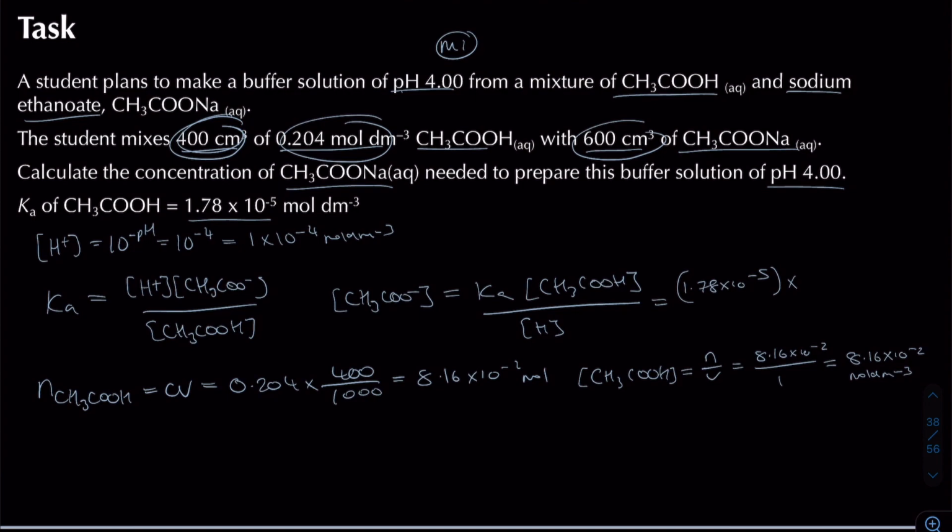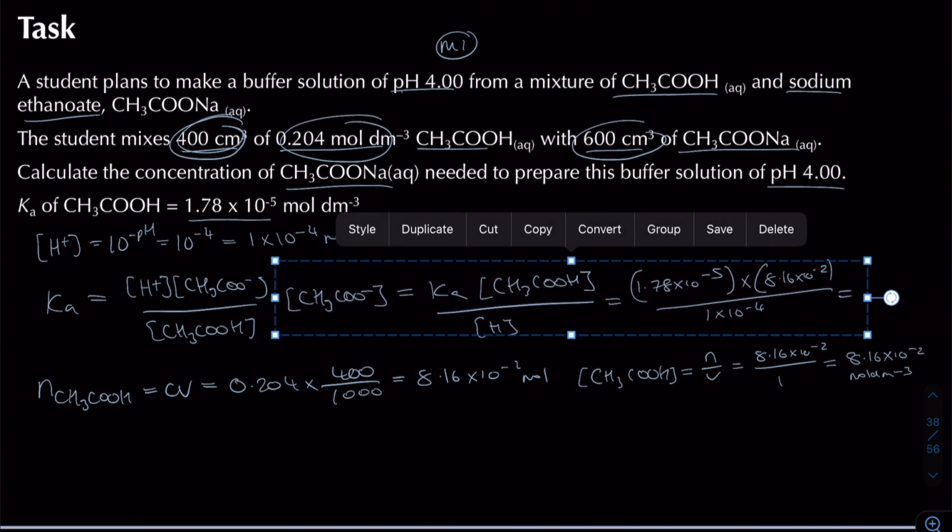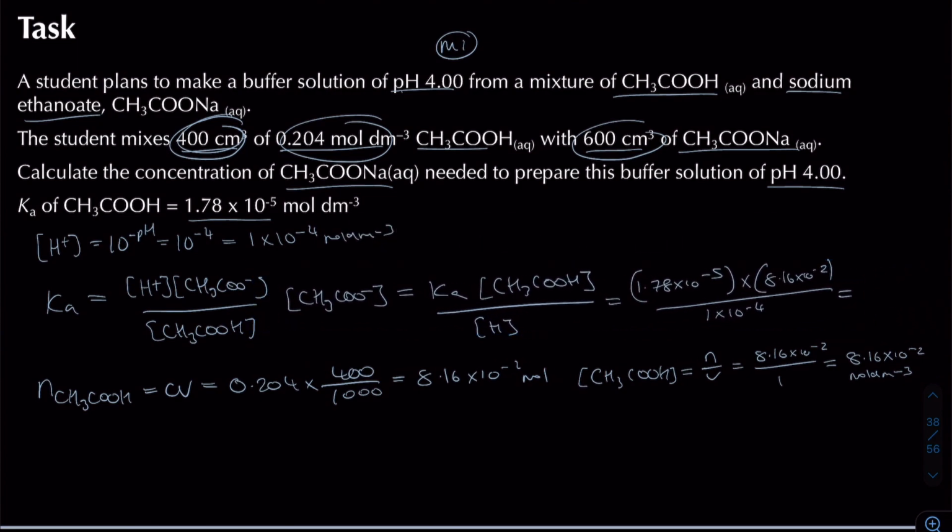Now, if that's the case, I can plug in my values, and so what I end up with in this bracket is 8.16 times 10 to the power of minus 2, and then I'm going to divide everything by the concentration of H plus, which is 1 times 10 to the power of minus 4. Now I'm running out of space here, so I'm going to move that to the left a bit. Now I end up with an actual value for the concentration of A minus, our conjugate base, or our salt, which in this case is sodium ethanoate, as 0.0145, and that's going to be mole per decimeter cubed.